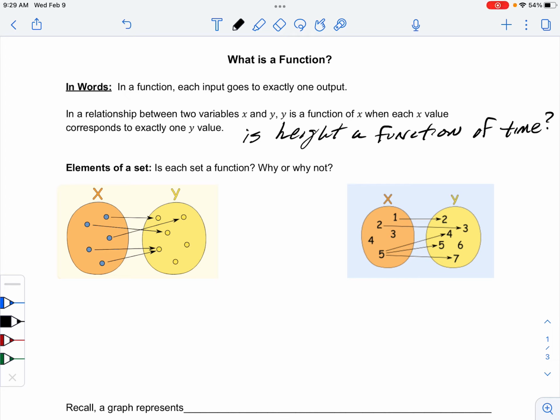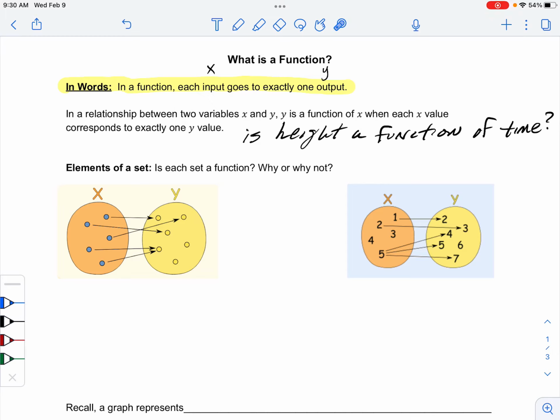In this video, I want to talk about what it means to be a function. So the simple definition in words is, if it is a function, each input goes to exactly one output. Each input, these are our x values, goes to exactly one output. Output is our y values. So this is kind of the more simple definition.